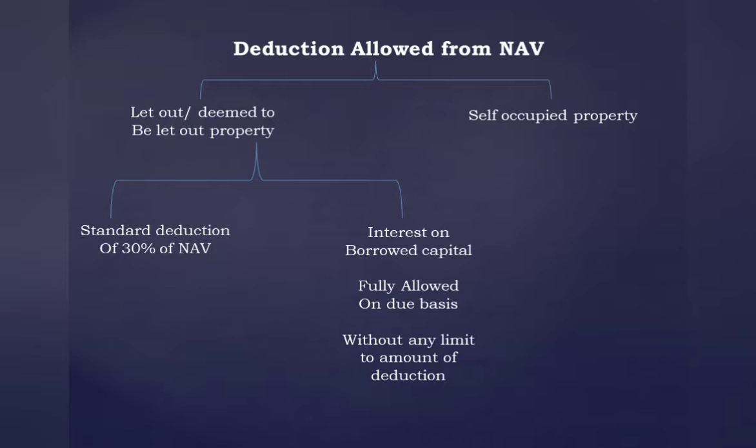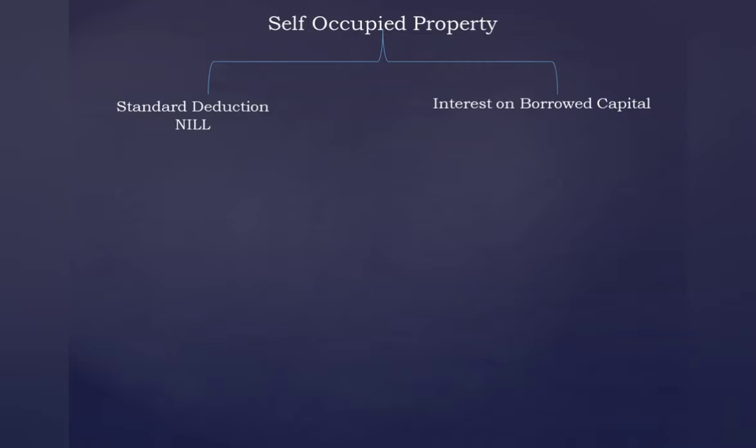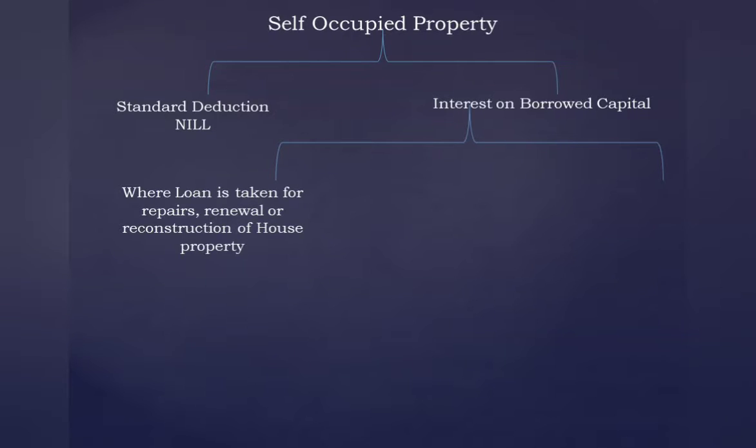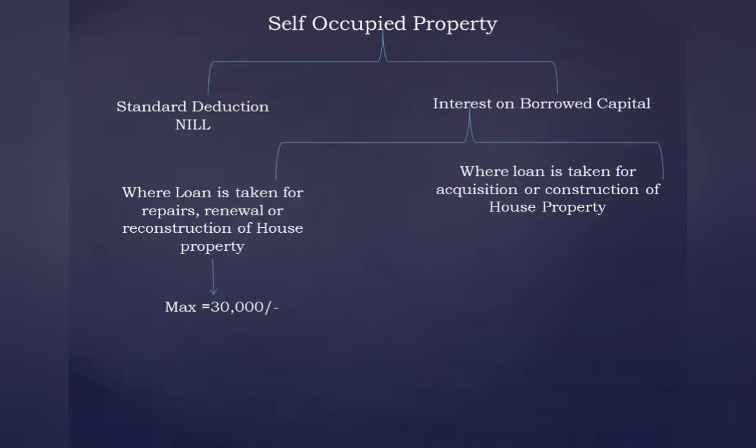Now, secondly, let us discuss self-occupied property. In case of self-occupied property, similarly, it is divided in two. That is, standard deduction will be nil because here NAV is nil. Interest on borrowed capital is divided in two parts. First, where the loan is taken for repair, renewal, or reconstruction of the house property, a maximum of rupees 30,000 will be allowed as deduction on interest on borrowed capital if it is for the purpose of repair, renewal, or reconstruction.